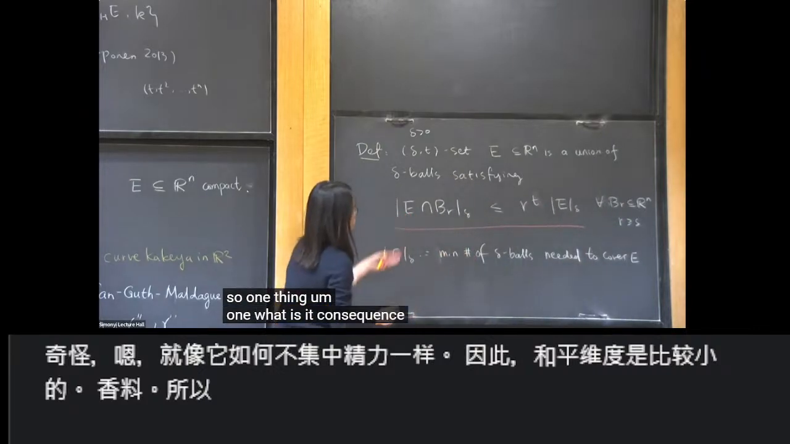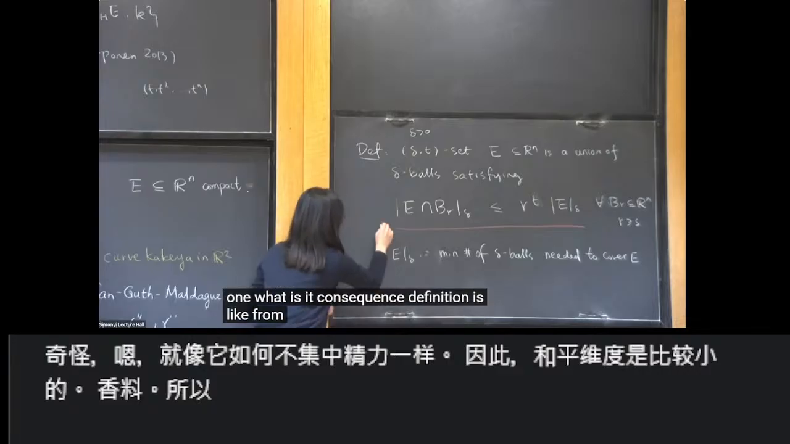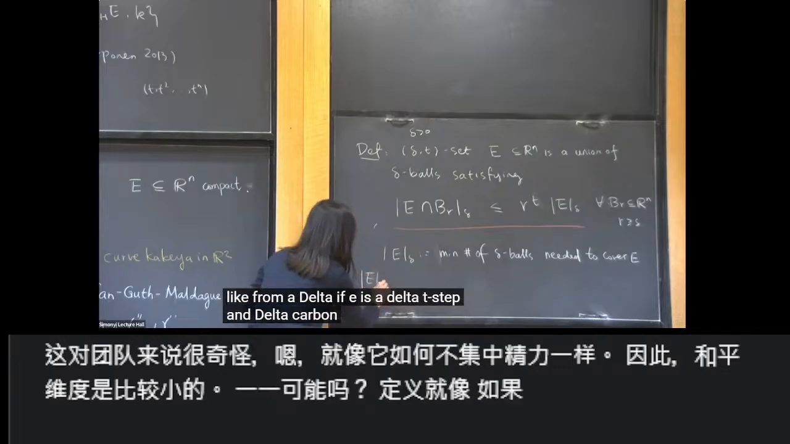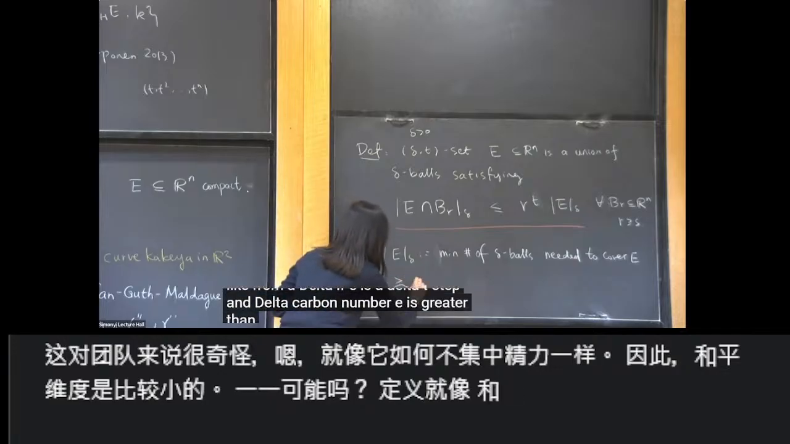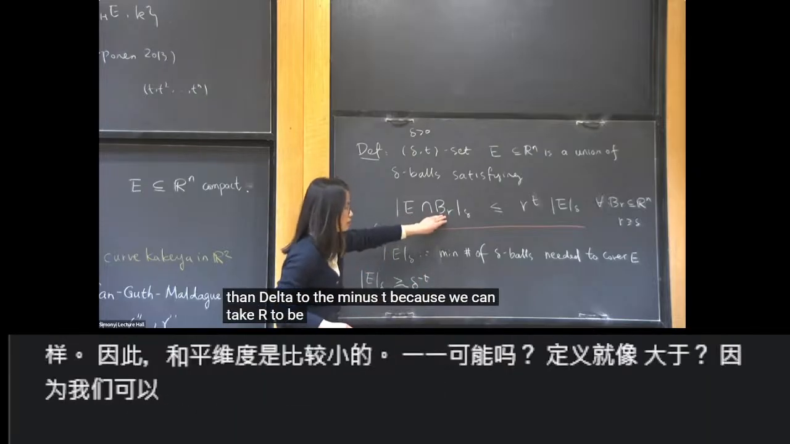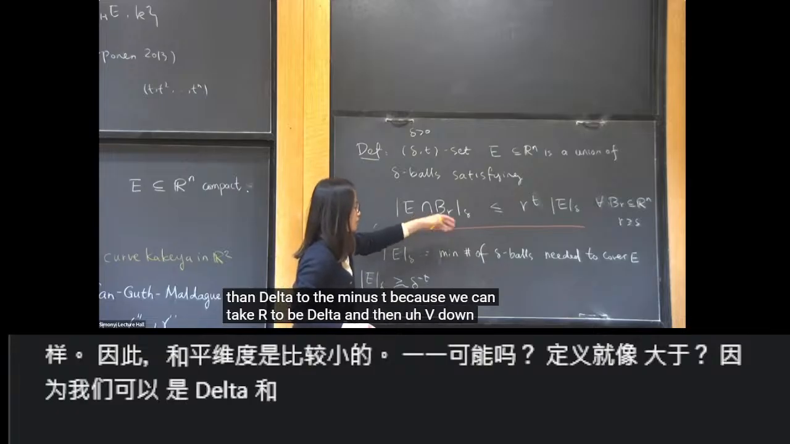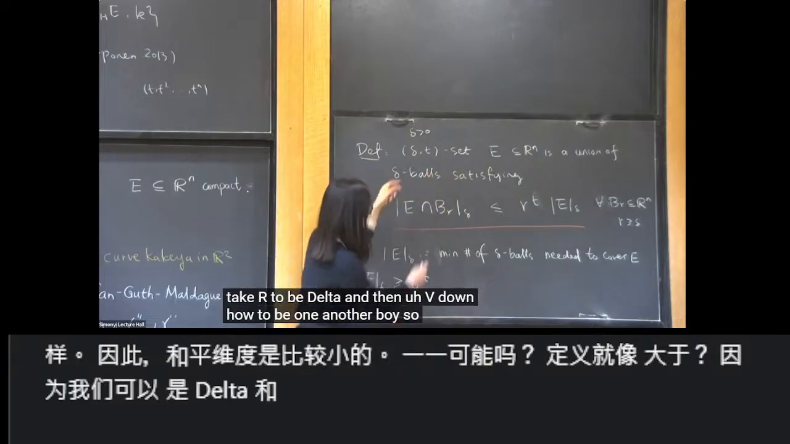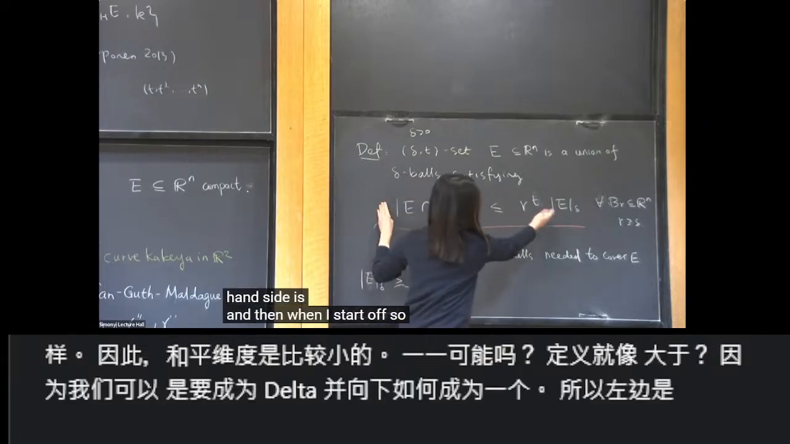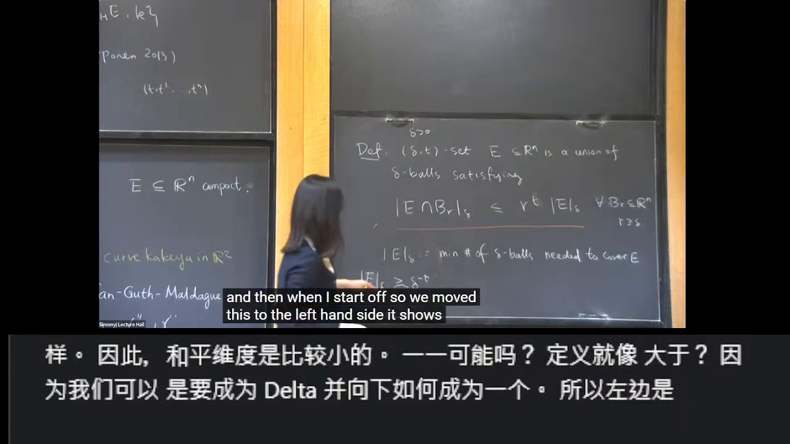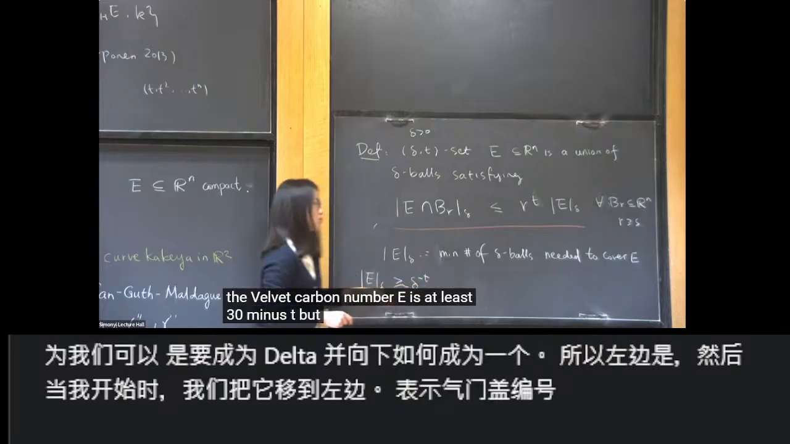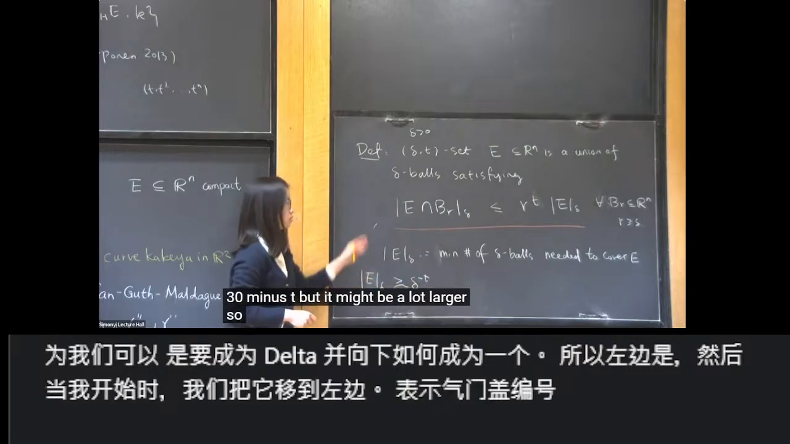One easy consequence of this definition is that if E is a delta-t set, then the delta covering number of E is at least delta to the minus t, because we can take r to be delta and P to be one delta ball in E. So the left hand side is 1. And when r is delta, we move this to the left hand side. It shows that the delta covering number of E is at least delta to the minus t, but it might be a lot larger.